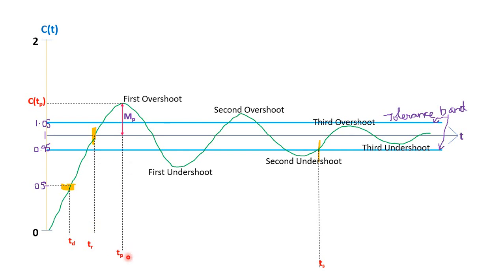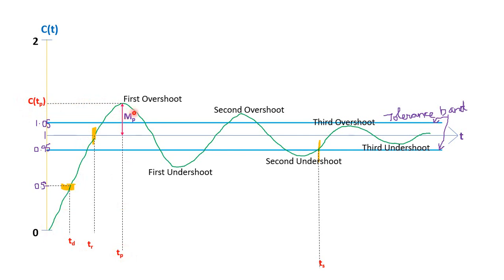Next comes peak time, TP. Peak time is the time taken by the system response to reach the maximum value. So this is the maximum value of the response, C of t, at TP. Whatever time the system takes to reach the peak value of the response is called the peak time.